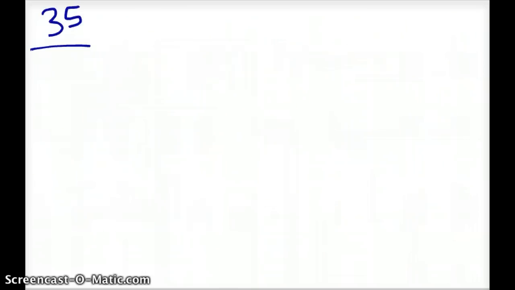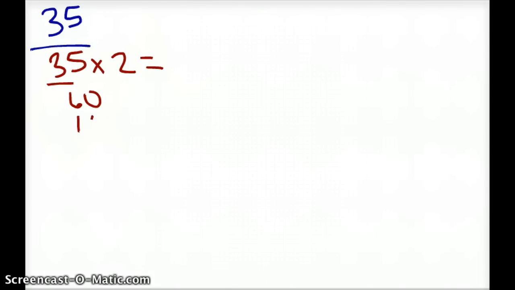Let's look at another example. Let's look at 35. Okay, we should know 35 doubled pretty easily. If I double 30, I get 60. Double 5, I get 10.